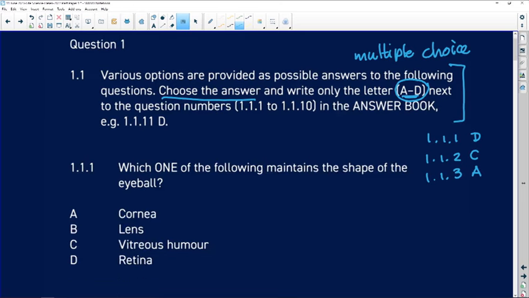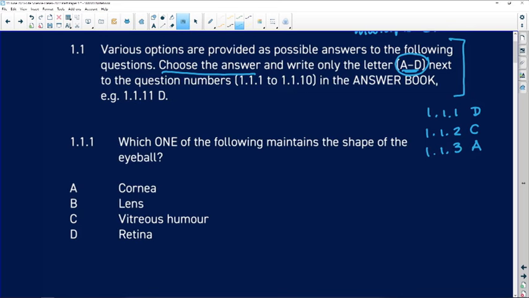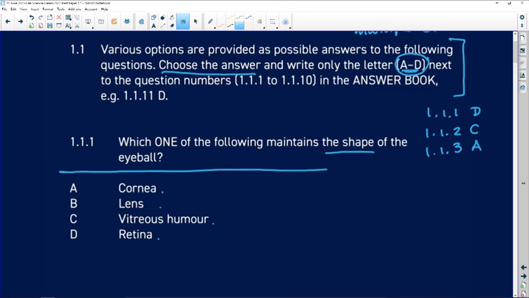Okay, so let's start then with our very first question, which says, which one of the following maintains the shape of the eyeball? And you're given four options: the cornea, the lens, vitreous humor, and retina. What I would do in terms of a strategy for answering a multiple choice is, before I even look at the distractors or the options, I would try and answer this with the knowledge that I already have. So remember that our eyeball doesn't have bones or any support structures inside it, and yet it maintains a spherical shape. So you should already have in your head a possible answer.